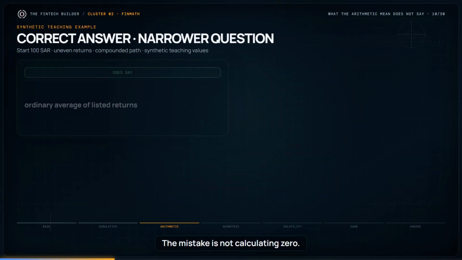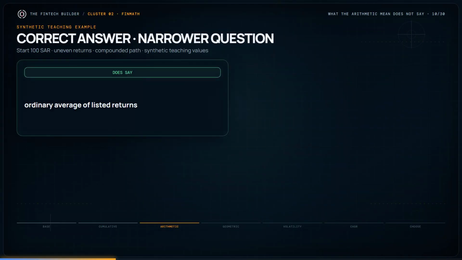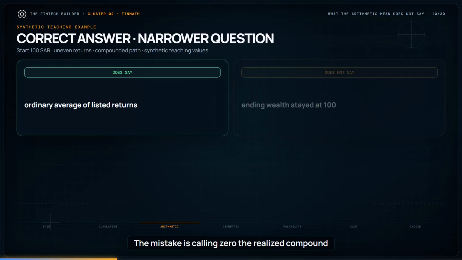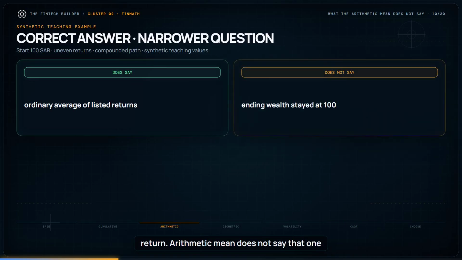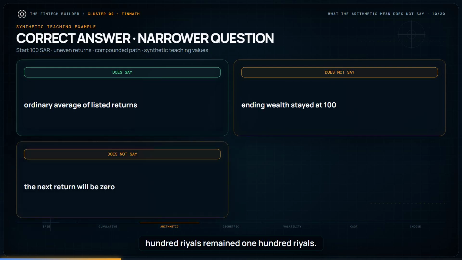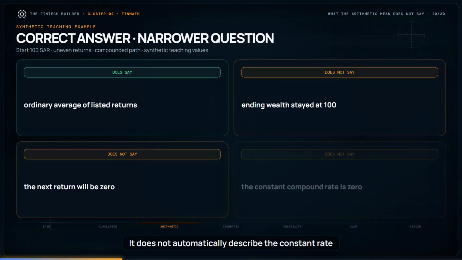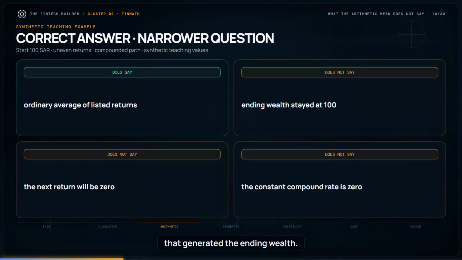The mistake is not calculating 0. The mistake is calling 0 the realized compound return. Arithmetic mean does not say that 100 reals remained 100 reals. It does not automatically describe the constant rate that generated the ending wealth, and it is not a forecast of the next period. It is an average period description. Useful, but attached to a narrower question.